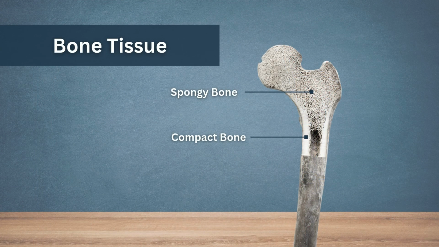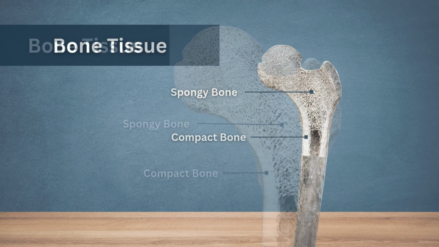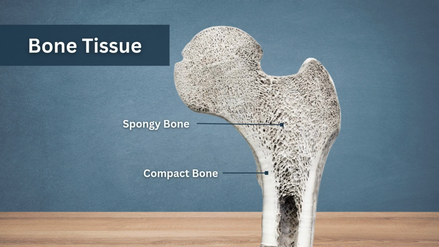Let's compare the compact and spongy tissue of bone. The names imply that the two types differ in density or how tightly the tissue is packed together. The names are also indicative of the relative difference in appearance, with spongy bone being more porous than compact bone. Compact bone consists of closely packed osteons or haversian systems. The osteon is the fundamental unit of compact bone.